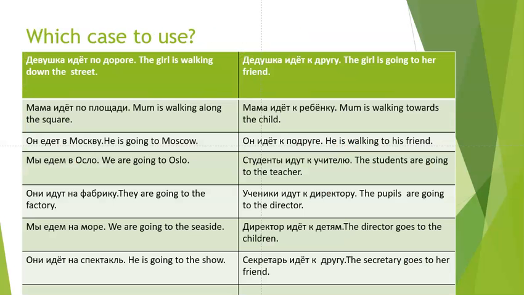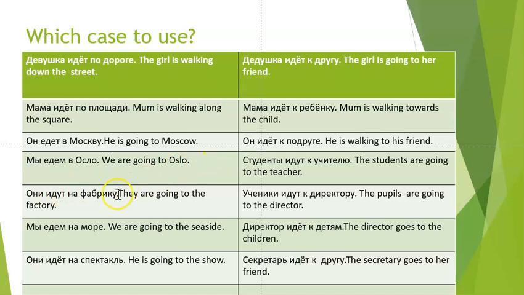Okay, so let's have a look at which case to use. Accusative, dative. It depends on the context which you want to use. So if you want to say I'm going to a place, then it of course would be accusative. If you want to say I'm going to visit my friend, then it would be dative with the preposition к. So here we have some examples. Он едет в Москву, he is going to Moscow. So moving to, accusative.